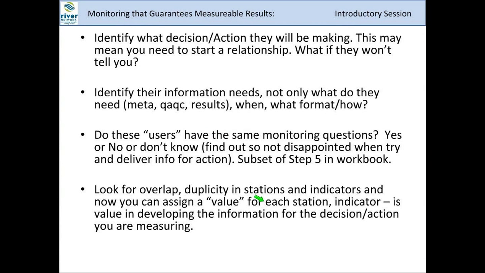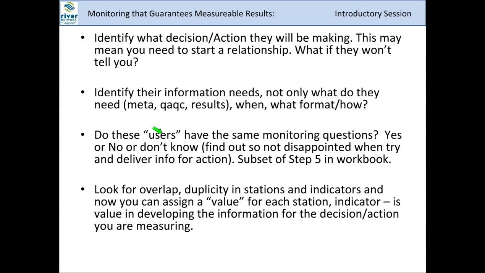This is an overview of what you would do in this workbook. You're getting at what decision they're going to make, and that may mean starting a relationship. But it's not just what they need, like they need dissolved oxygen. You might find out they need other data like temperature or metadata, or they need some of your quality assurance and control data. When do they need the information? What format do they need it in? How do they need it delivered?